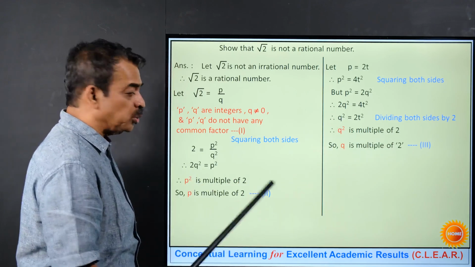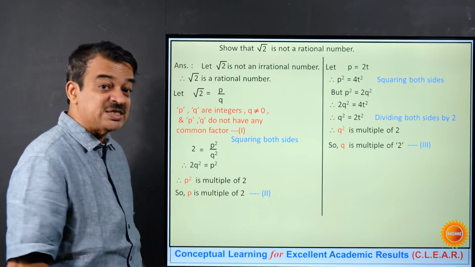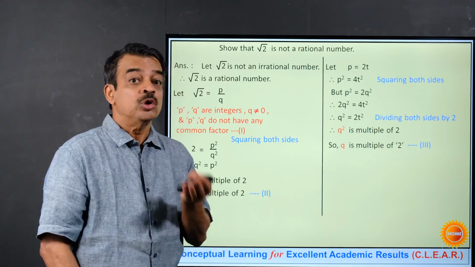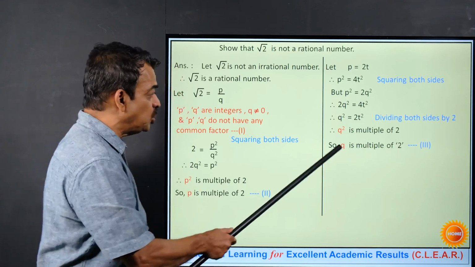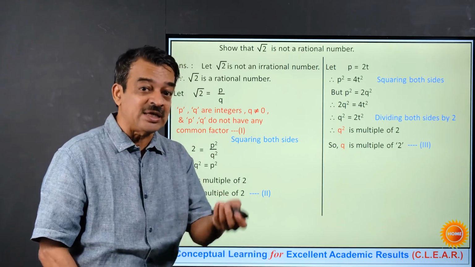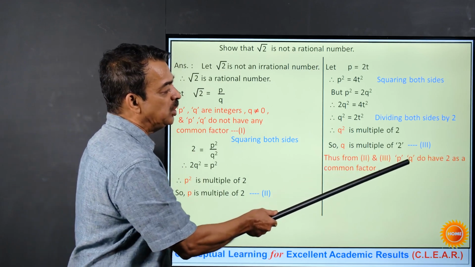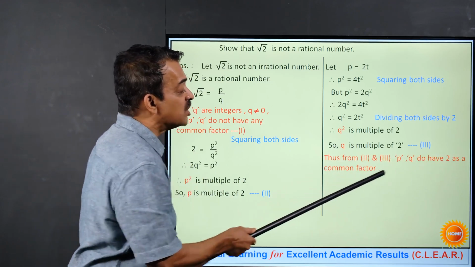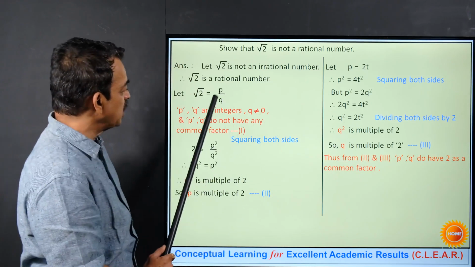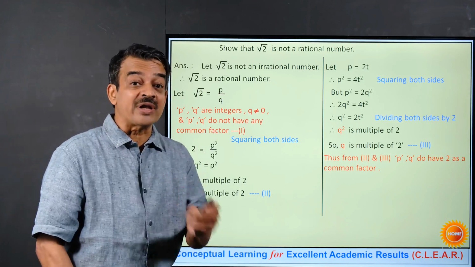So step number 2 or equation number 2 you can say is a multiple of 2. P is a multiple of 2. Q is also a multiple of 2. So can we say p and q both are having 2 as a common factor? Yes. So my conclusion is from 2 and 3, p, q do have 2 as a common factor. Now this statement, if you compare with this, you will realize there is some contradiction to this.